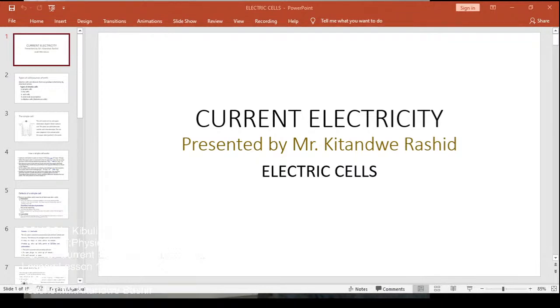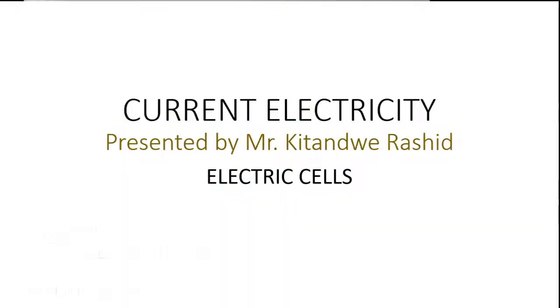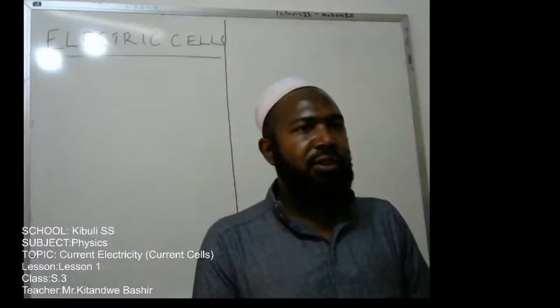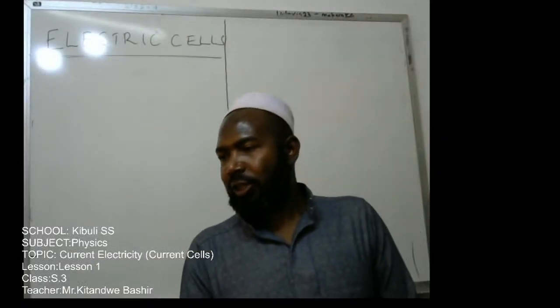Okay, we are sorry for that technical interruption. We are back to our study of current electricity and electric cells for that matter. Now, what do you mean by electric cells? We say these are devices that produce electricity by chemical action. Electric cells are devices that produce electricity by chemical action.